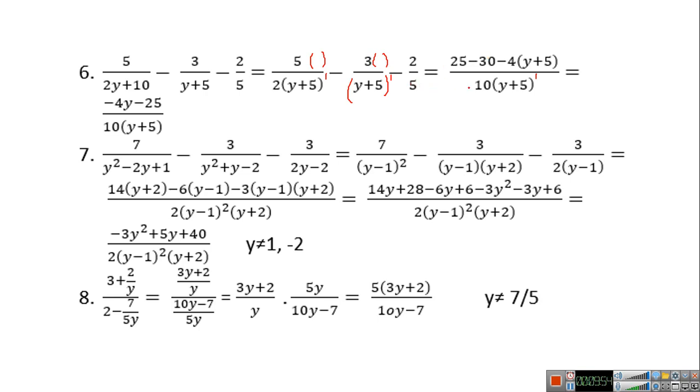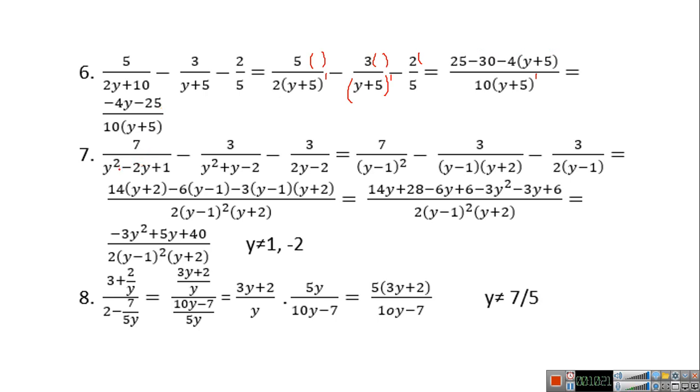Here I have 5, here I have 10, so missing 2. 2 times 5 is 10, so 2 times 2 is 4. I don't have here y plus 5, so to get y plus 5 I must multiply up by y plus 5. So I'm going to get 25 minus 30 minus 4y minus 20. So minus 4y, 25 minus 30 is minus 5, and minus 20 here minus 25.